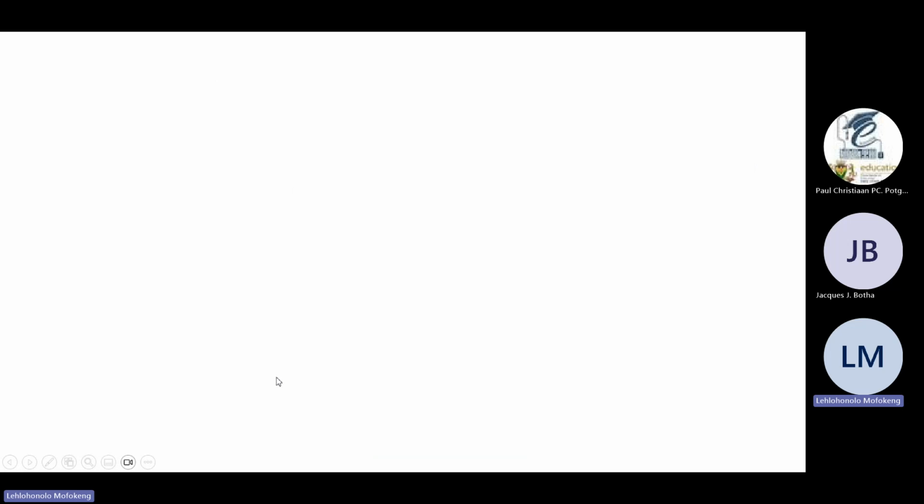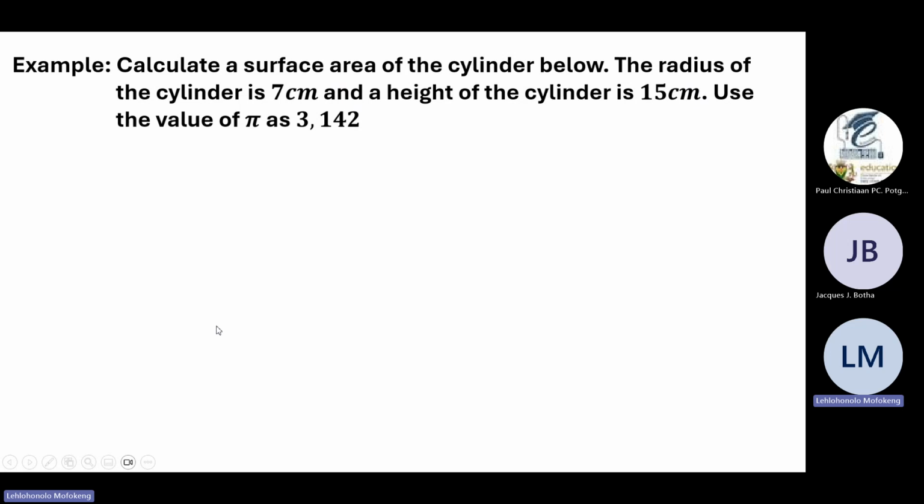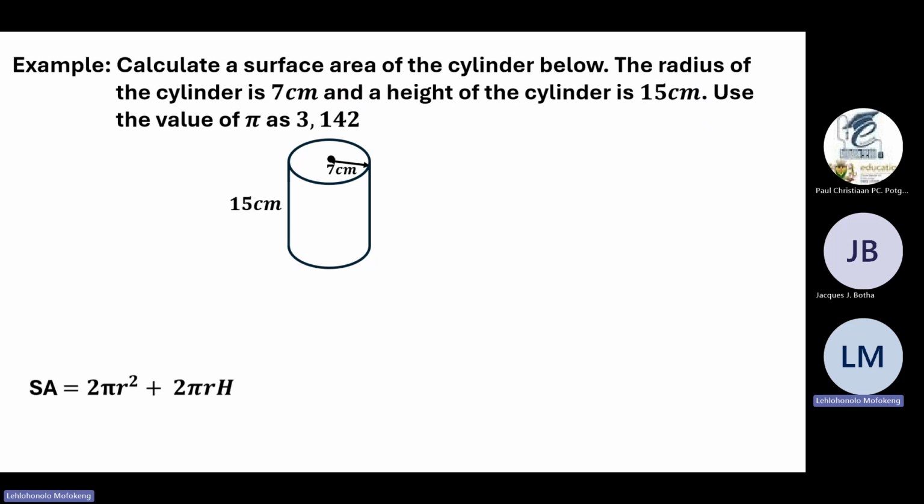So let's have a look at one example at least. Calculate the surface area of a cylinder below. The radius of the cylinder is 7 centimeters and the height of the cylinder is 15 centimeters. Use the value of pi as 3.142. Right, here is the cylinder described in the statement with the radius of 7 centimeters and the height of 15 centimeters. So we have to calculate the surface area. For us to calculate the surface area, we must have the formula. The formula says the surface area of a cylinder is 2 pi r squared plus 2 pi r h.